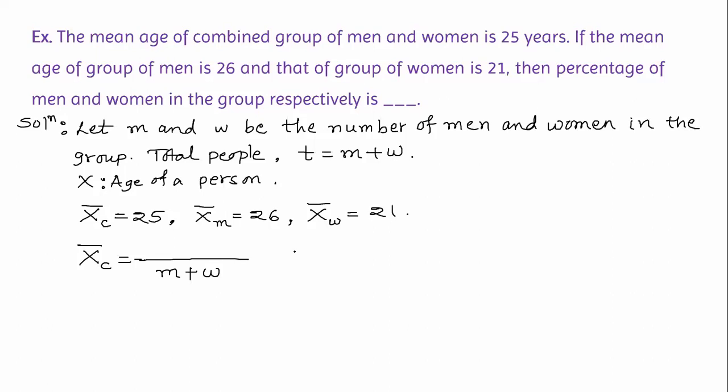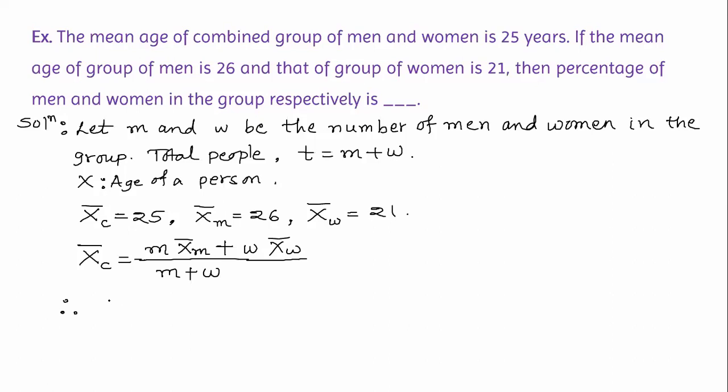So the sum of ages of men will be equal to m into xm bar, plus we have to add the sum of ages of women, and we know that there are w number of women and their average age is xw bar. So the sum of ages of women will be equal to w into xw bar. So this is the formula of combined mean.